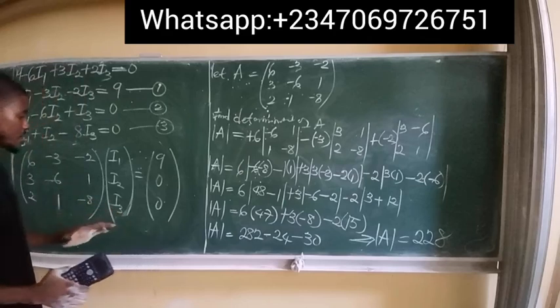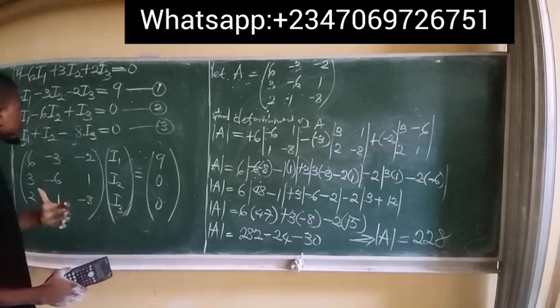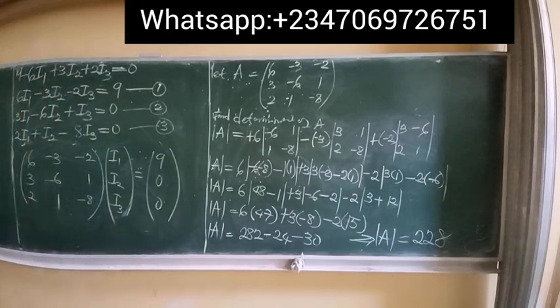Alright, so we've gotten delta A. The next thing to find, in order to find I1, I2, and I3, is that we form a new matrix. In this matrix, this column is the column for I1, this is the column for I2, and this is the column for I3.